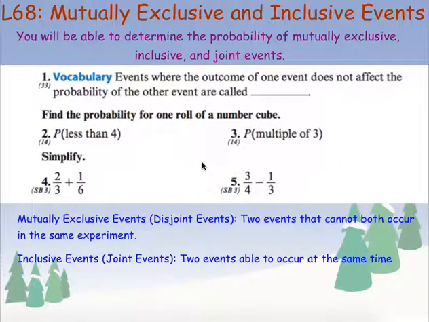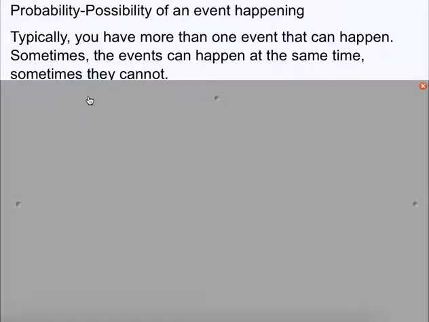Algebra 1 Lesson 68, we are looking at some probabilities again, both mutually exclusive and inclusive events. Mutually exclusive events, like it says in the vocab, are two events that cannot both occur in the same experiment, whereas inclusive events are ones that can occur at the same time. We have some overlap. Let's start with mutually exclusive.